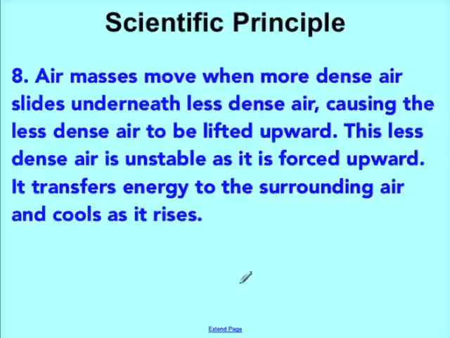Now, this less dense air is unstable, and that's talking about the warmer, less dense air, because it's going to be forced up and over the colder air that comes in. And this is where you get your instability. This is where you get your storms.